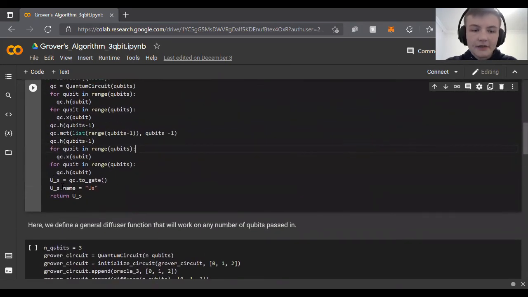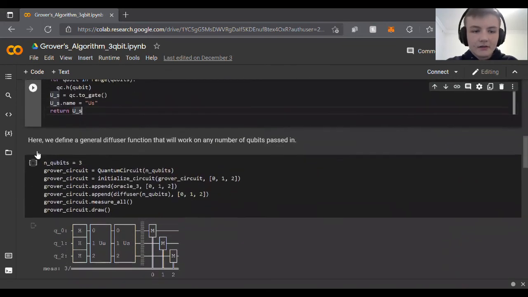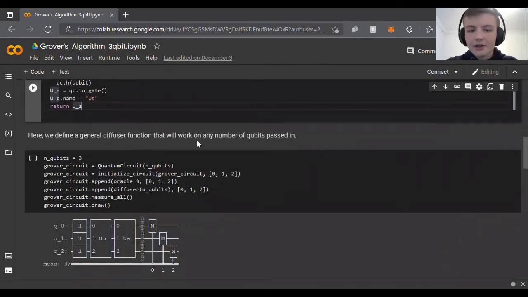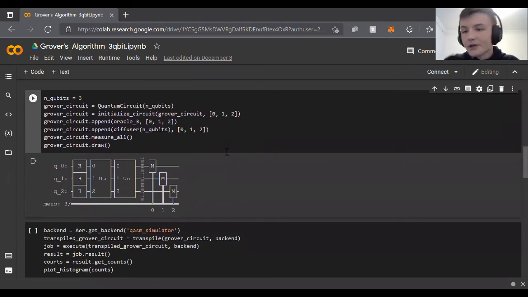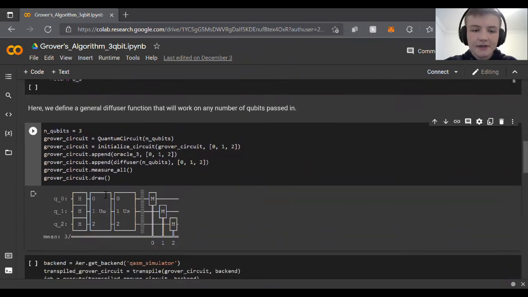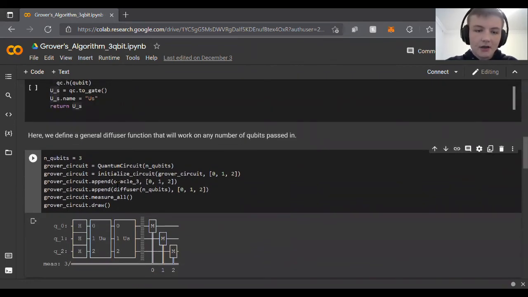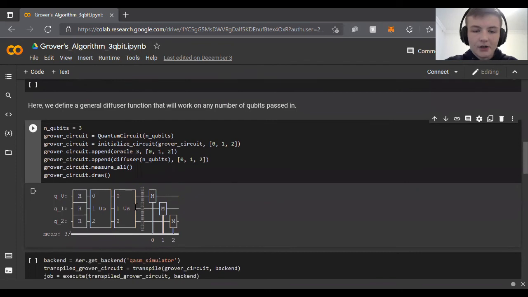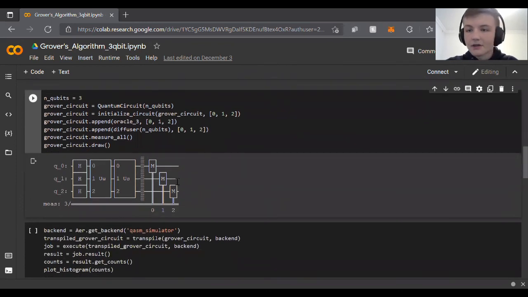We will take this diffuser function to a gate, which we'll call the unitary S, which is the standard notation for a diffuser function. Once again, we define a general diffuser function that will work for any number of qubits passed in. Next, all we need to do is append these functions to our Grover circuit. As you can see, we initialize the circuit, we append the oracle, we append the diffuser, and we measure them and we draw. So this is what it looks like when drawn.